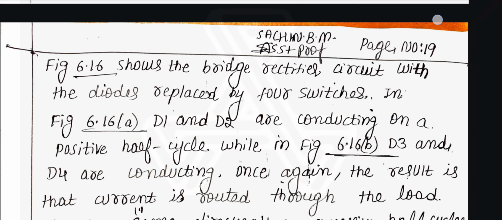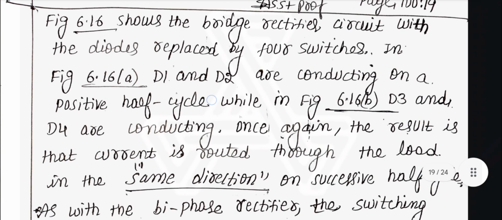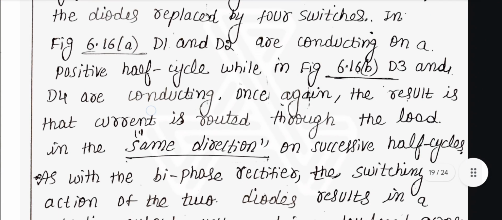Figure 6.16 shows the bridge rectifier circuit with the diodes replaced by four switches. In this, D1 and D2 are conducting on a positive half cycle, while in the other figure, D3 and D4 are conducting. Once again, the result is that current is routed through the load in the same direction on successive half cycles.